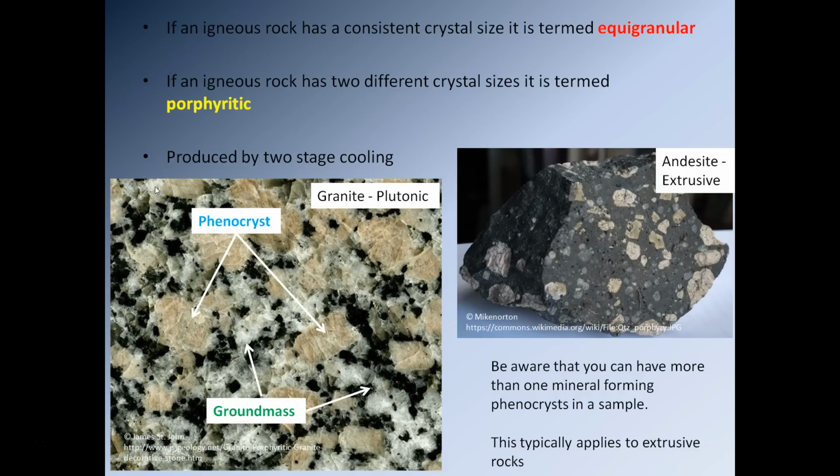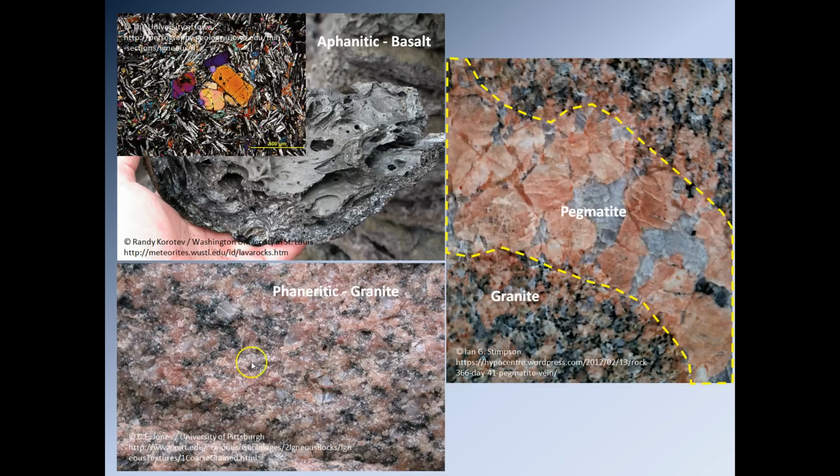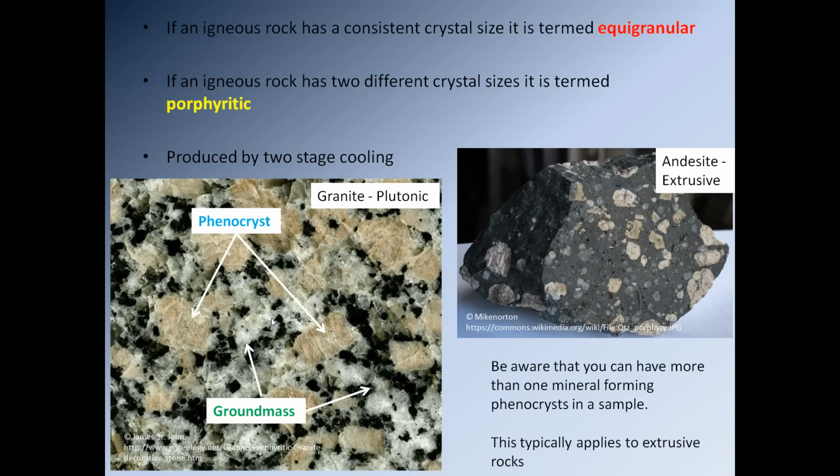So if an igneous rock has a consistent grain size, it's termed equigranular. In the case of this granite here, we can see that all the crystals are approximately the same size, so we would describe that as an equigranular granite. Now, if an igneous rock has two different crystal sizes, it's termed porphyritic. And that's the result of two-stage cooling, and we're going to discuss what that actually means in a second.